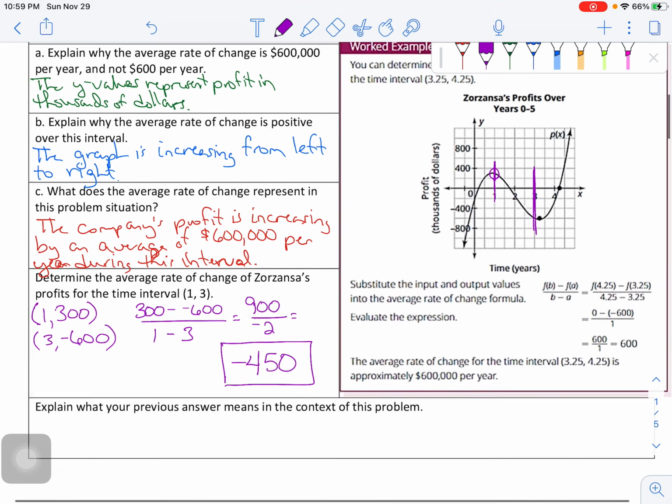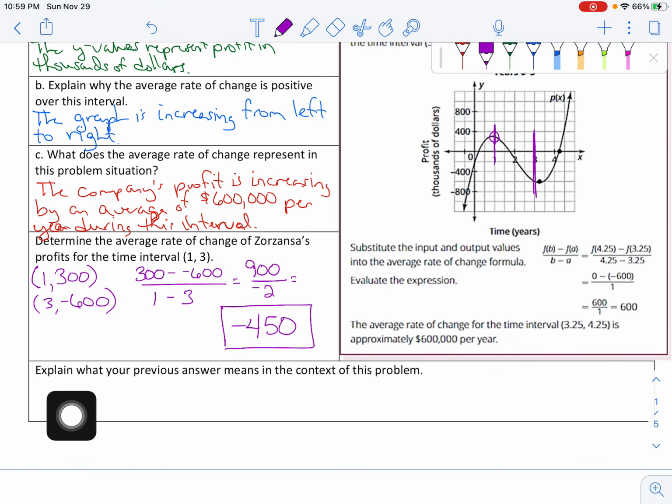Now, there's another part to this which says explain what your previous answer, so in this case, this negative 450, means in the context of this problem. So we're going to explain it. The negative 450 means that our profits are decreasing, which means we're losing money. And this is per year because our time is in years, okay? So there's a bunch of different ways you can write this, but you want to make sure you include all the information.